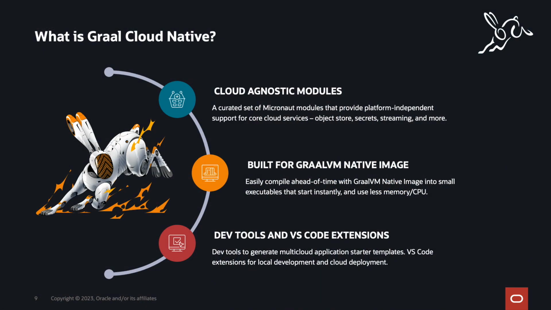Okay, so what is Graal Cloud Native? Let's first say what Micronaut is. Micronaut is a popular, modern, JVM-based, full-stack framework for building modular, easily testable microservice and serverless applications. Our curated Micronaut modules allow you to build cloud-agnostic applications. The same code you write will work across multiple clouds. No more cloud-specific code. It is designed and built to work with GraalVM native image for creating fast-starting native executables that use less memory and CPU.